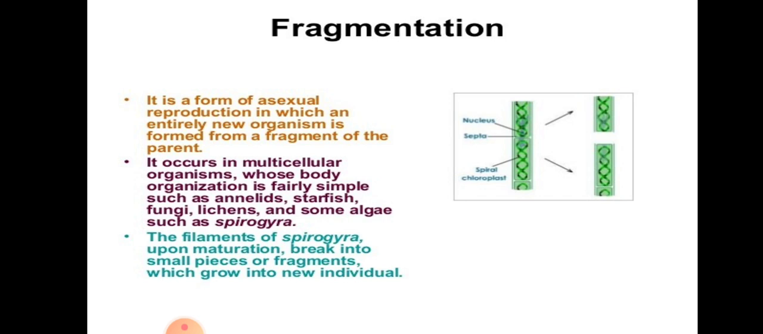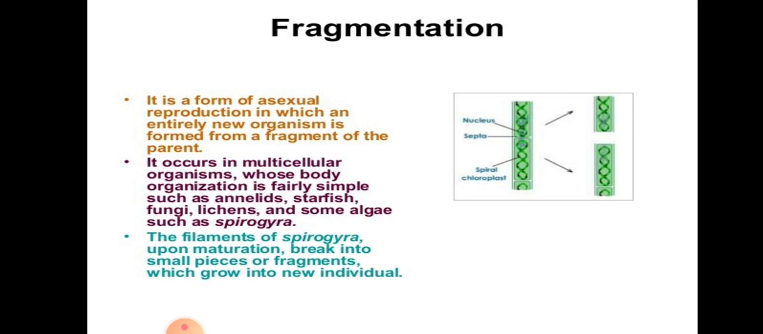So what is this fragmentation? It is a process in which an entirely new organism is formed from a fragment of the parent. It also occurs in multicellular organisms whose body organization is fairly simple, such as annelids, starfish, fungi, lichens, and some algae such as Spirogyra. The filaments of Spirogyra are long, elongated, vertical. Upon maturation, these filaments break into small fragments which grow into new individuals.